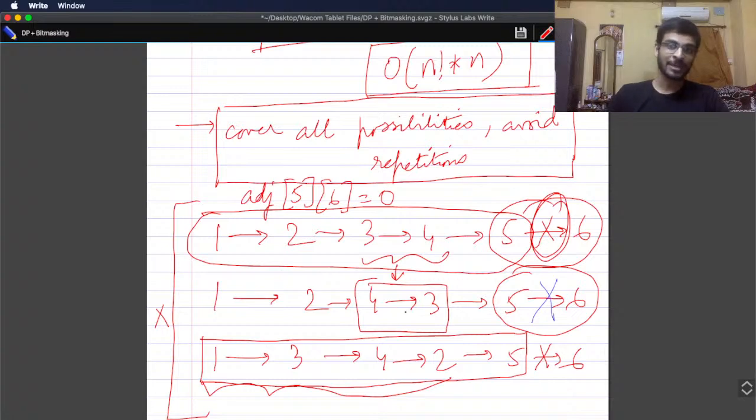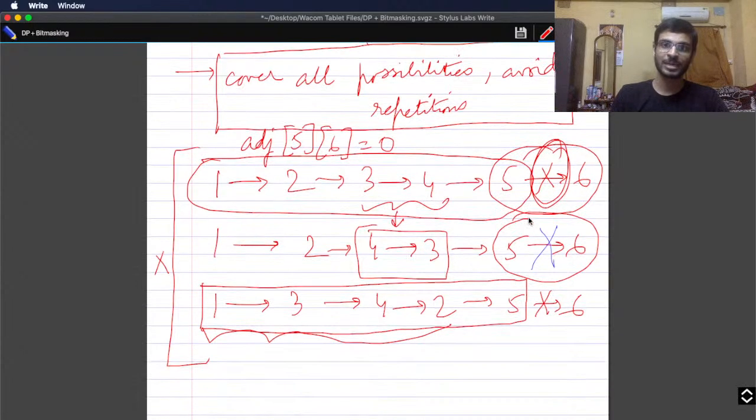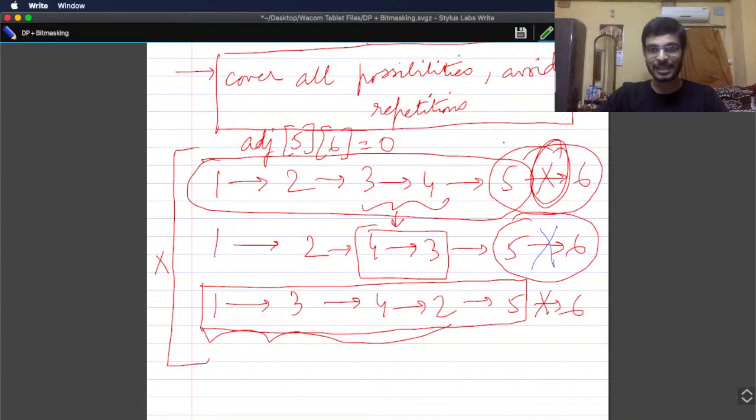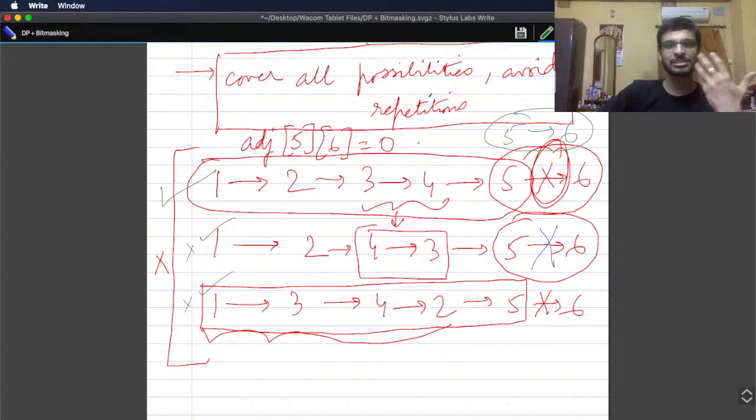But what if I know that 5 to 6 is valid? What can I say at that point of time? If 5 to 6 is valid, what can I say? That this one will only pass? Then I don't need to check for these things. I don't require them separately. They will also pass, but I don't require them. If 5 to 6 is a valid edge, then all the 3 will pass. If it is not a valid edge, none of them will pass. Make sense?